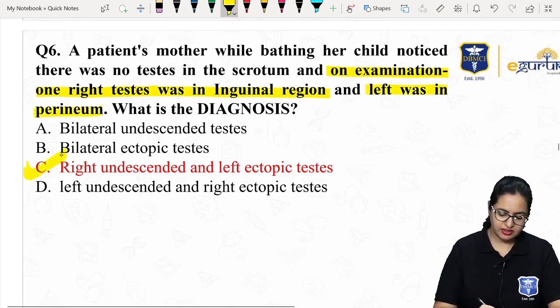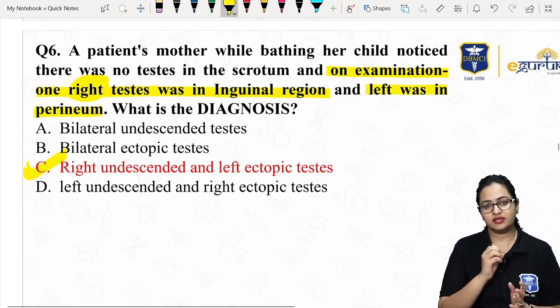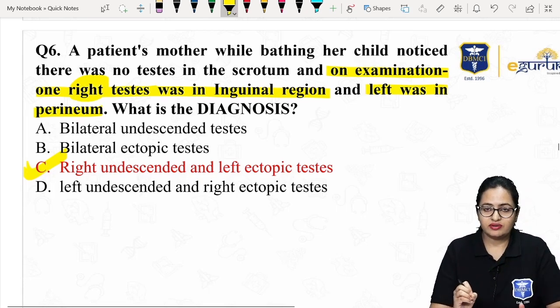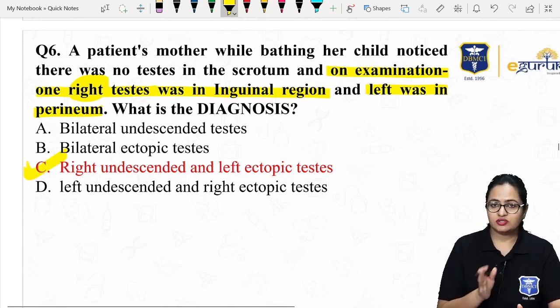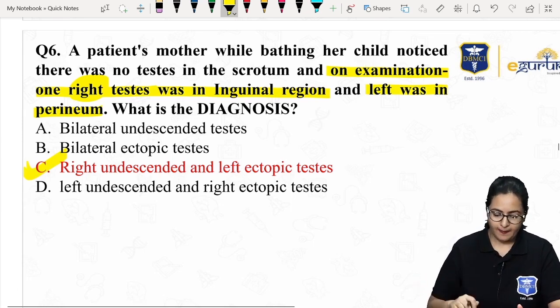The diagnosis over here is that the right side testis is in the inguinal region, that means it has not descended till now. So we say on the right side it is undescended testis. On the left side it has been written it is in the perineum, which is not its normal location. So we say it is the left ectopic testis.